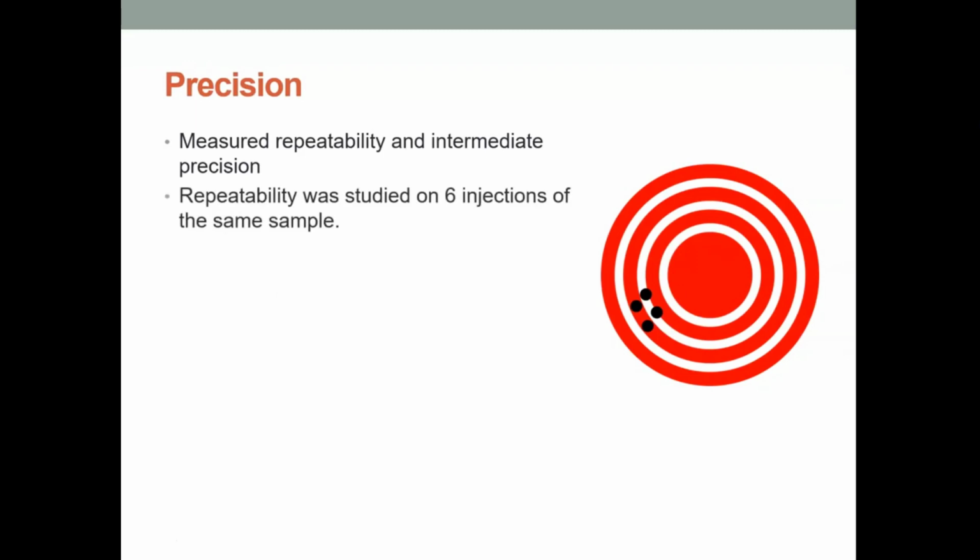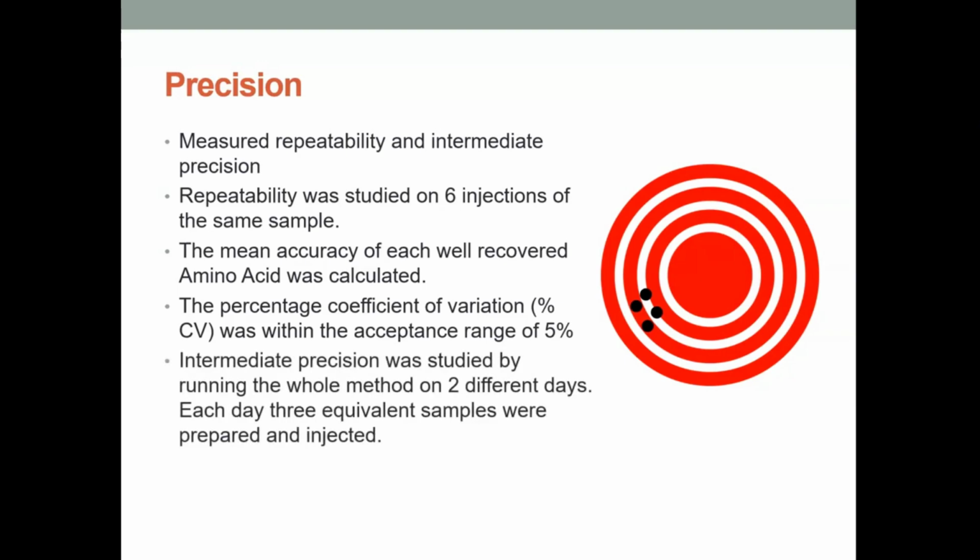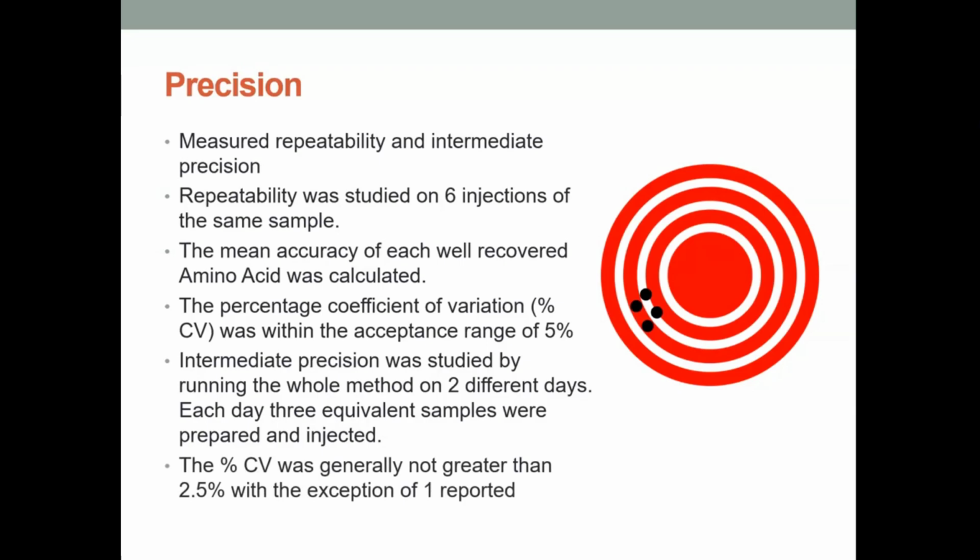Precision, we're looking at your measured repeatability and your intermediate precision. The repeatability was studied on 6 different injections of the same sample, so the mean accuracy of each well-recovered amino acid was calculated. The percentage coefficient of variation, the percent CV, was within our acceptance range of 5%. Intermediate precision was studied by running the whole method on 2 different days. Each day, 3 equivalent samples were prepared and injected. And the percent CV was generally not greater than 2.5, with the exception of the one that's reported in your paper there.